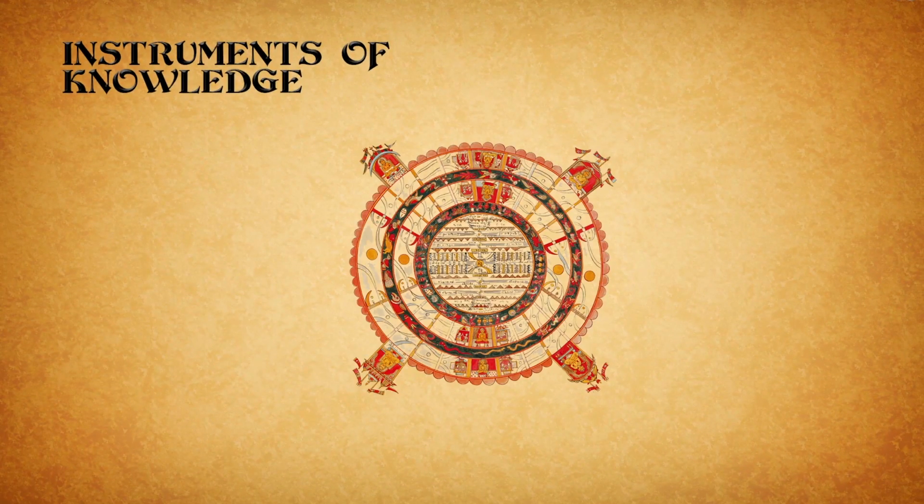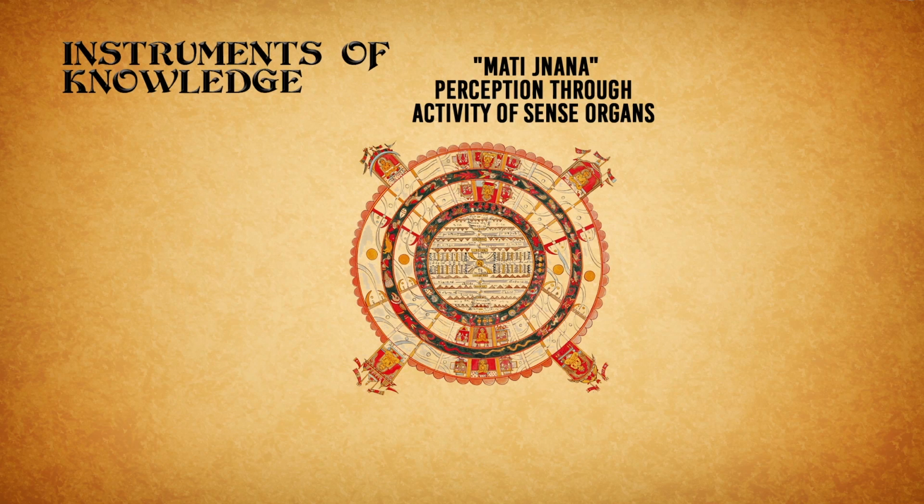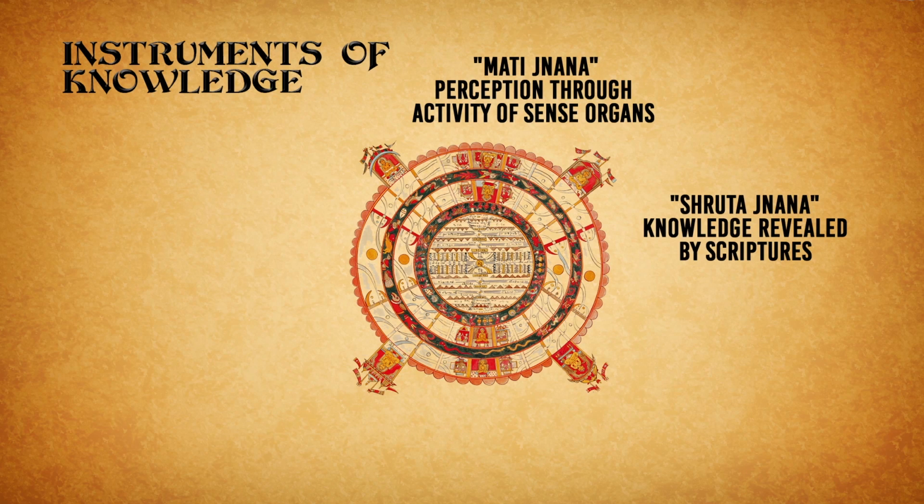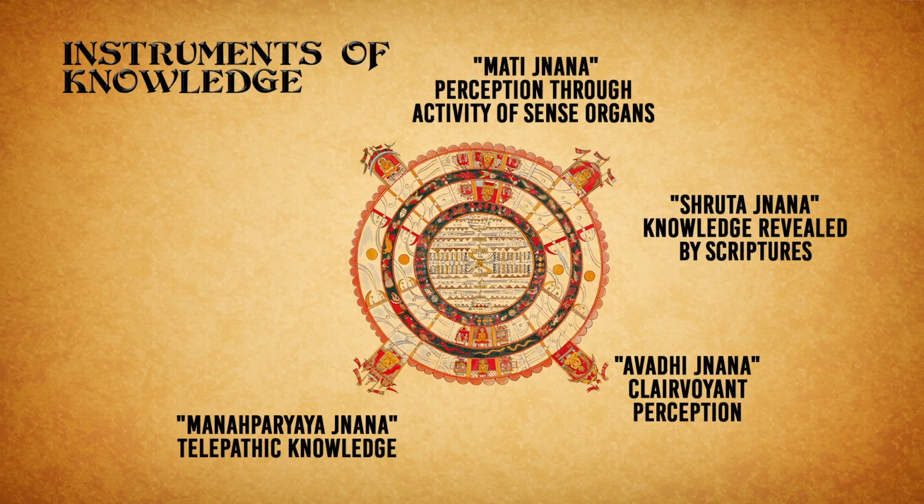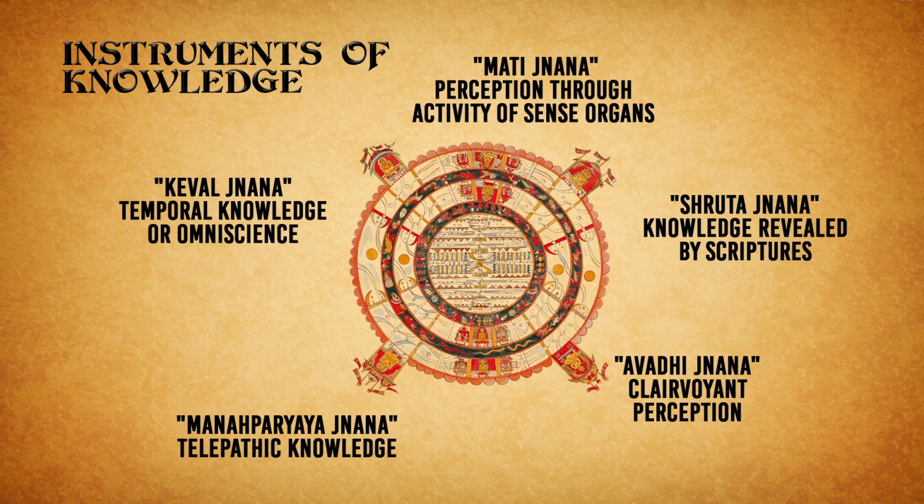The five instruments of knowledge are Mati Gyan, perception through the activity of sense organs; Shruta Gyan, knowledge revealed by the scriptures; Avadhi Gyan, clairvoyant perception; Manahparyaya Gyan, telepathic knowledge; and Keval Gyan, which means temporal knowledge or omniscience.